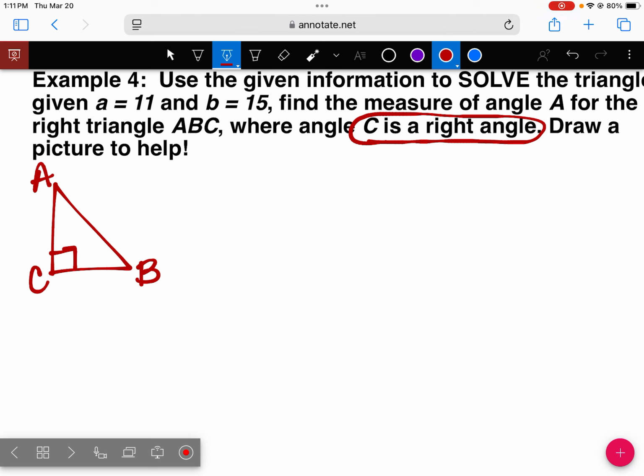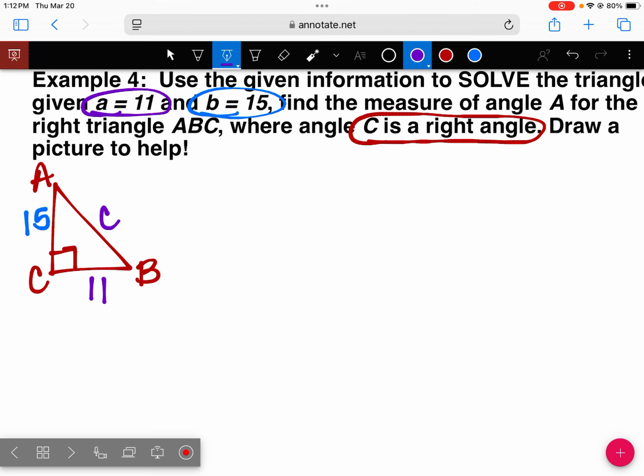Okay. So they told us that little a is 11. Where am I going to put little a? In between what 2 angles is little a? So I'm going to put 11 right here. Then they told us that little b is 15. Between what 2 angles am I putting little b? Okay. So I think we should start off by finding little c.